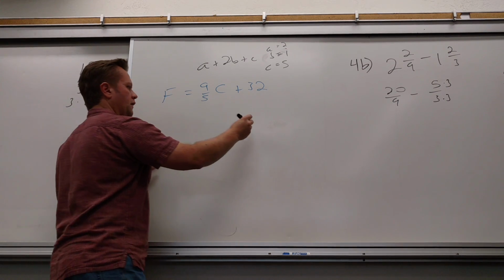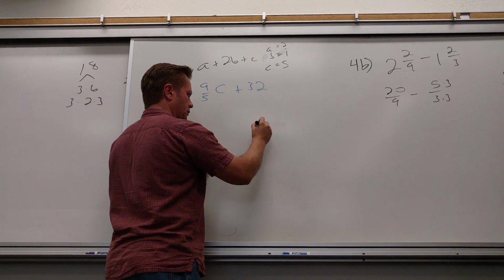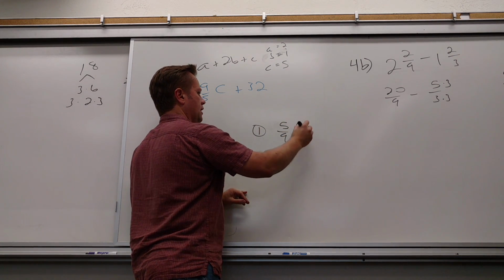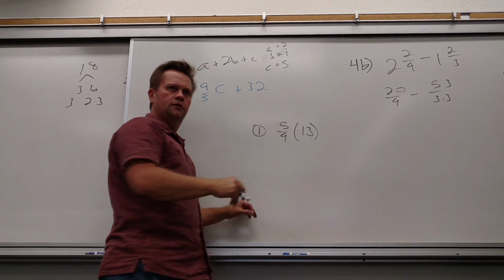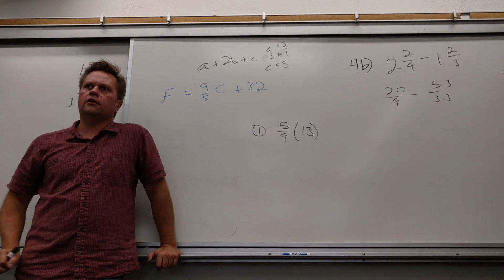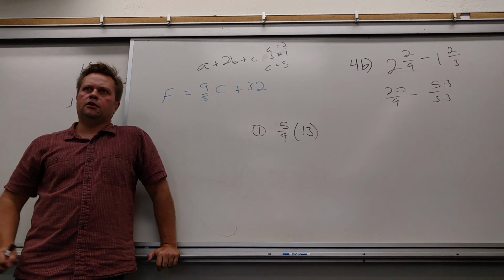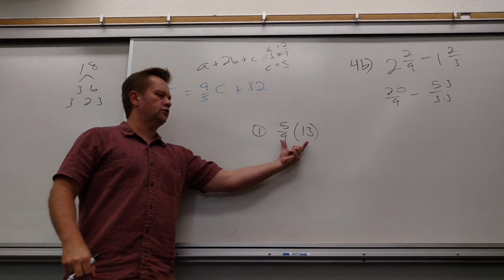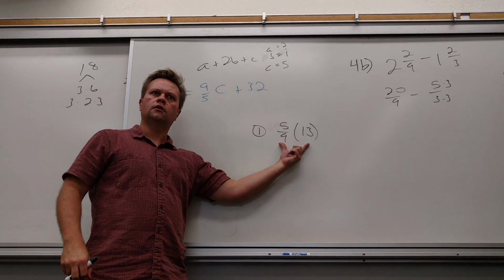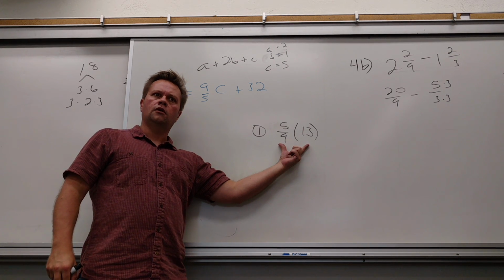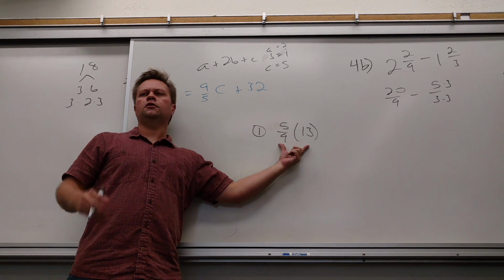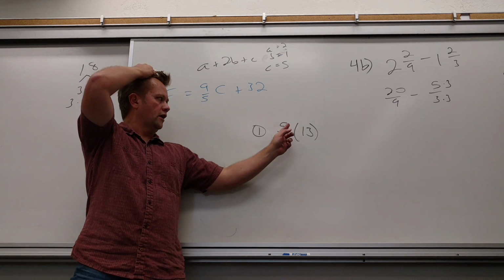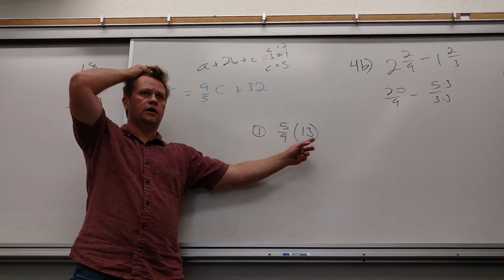If I said number 1 on the test is 5/9 times 13, and I'm letting you use your calculator, are you honestly going to be angry at me about putting that problem on there? What is it about this that's the trouble? I don't understand. The fact it's a fraction. Who cares? You guys are killing me. How do you put this in your calculator? 5 divided by 9, times 13.